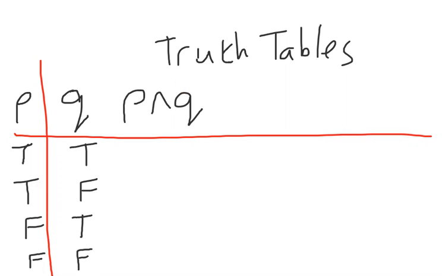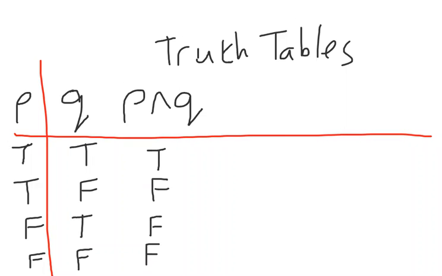Well, for the first one we look, they're both true. So yes, the top P and Q are true. So that's true. Second one, we see true and false. Are they both true? No, because one of them's false. So we put a false here. The third one is false, one is true. So are they both true? No, false. Both of them are false for the last one. Are they both true? No, they're both false.